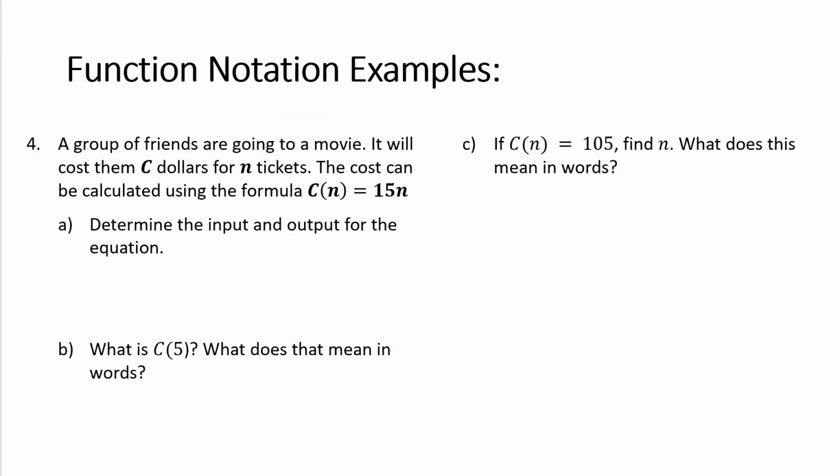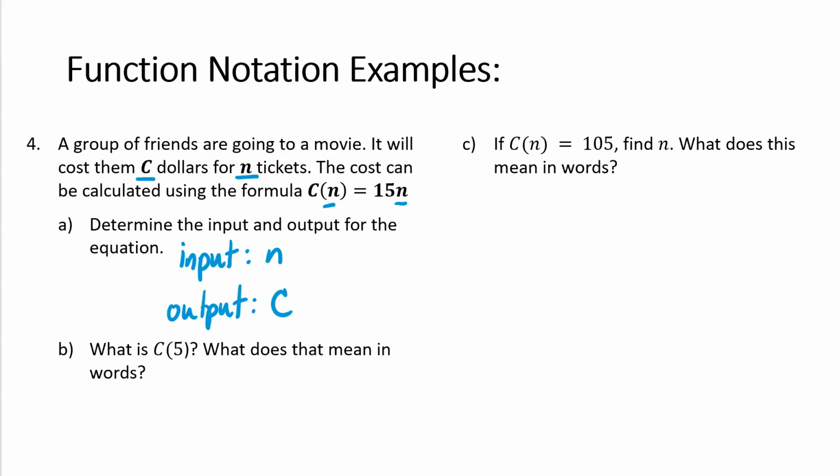Here we have a word problem. A group of friends are going to see a movie. It will cost them C dollars for N tickets. The cost can be calculated using the formula C of N equals 15 times N. Determine the input and the output for the equation. Well, the input is in your brackets, so this input is N. Input is the N, and the output is the C, the cost.